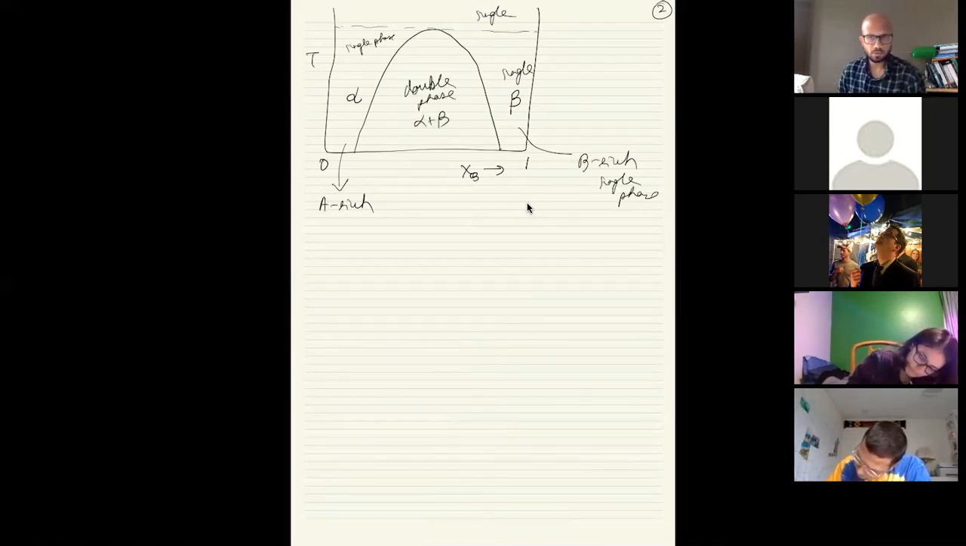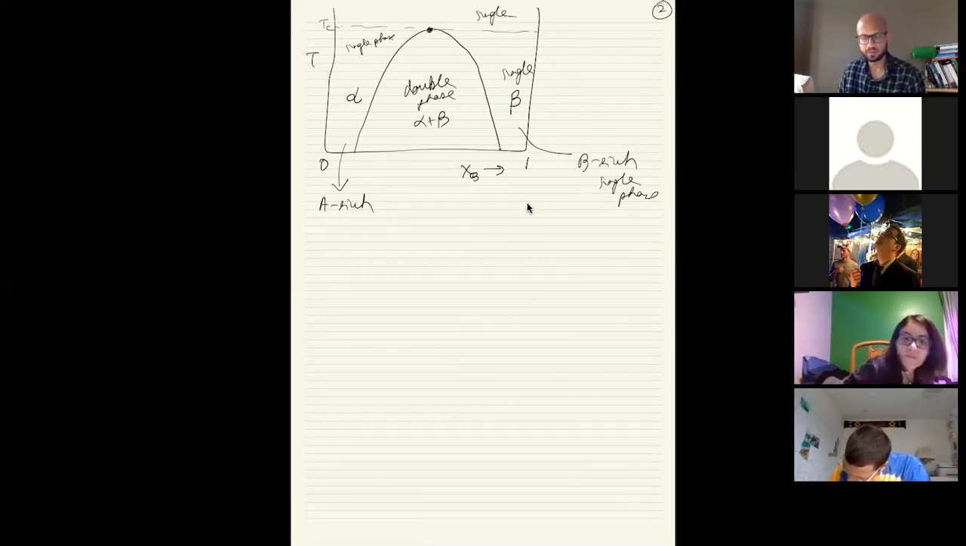So why does this happen, and why is it that at a particular temperature, which you can think of as a critical temperature, beyond this temperature it doesn't matter? If you go to a very high temperature, oil and water, or whatever two liquids you're thinking of, will be perfectly miscible across any composition. It won't make a difference.